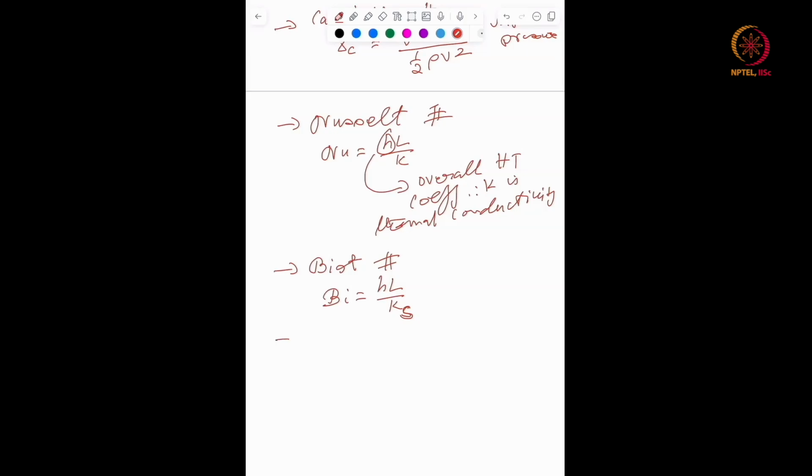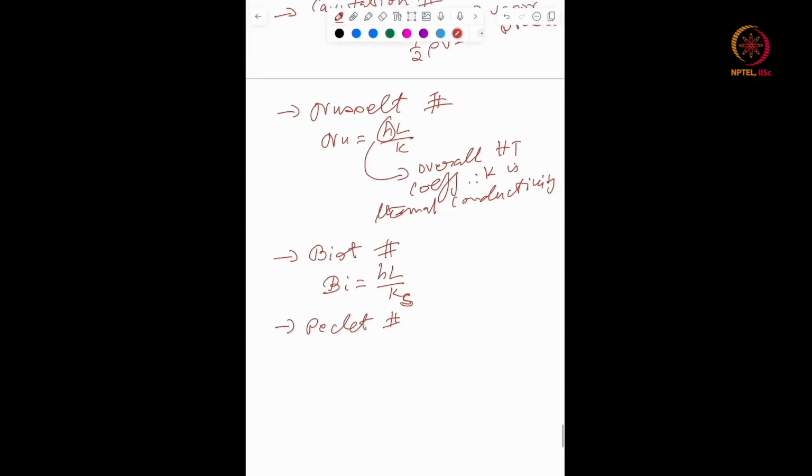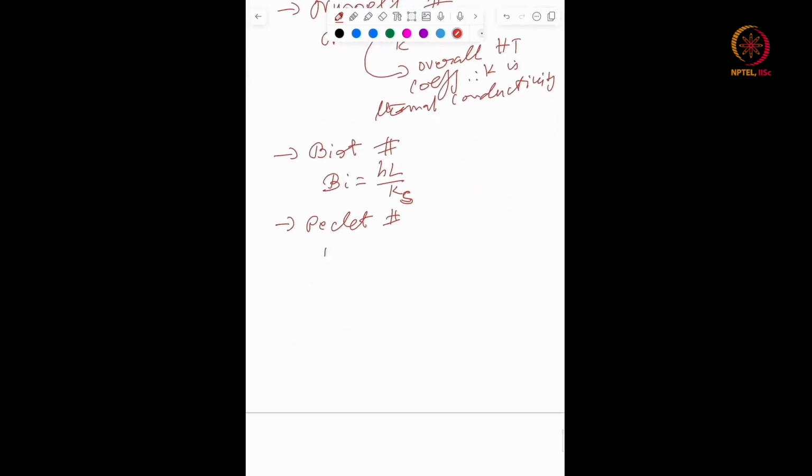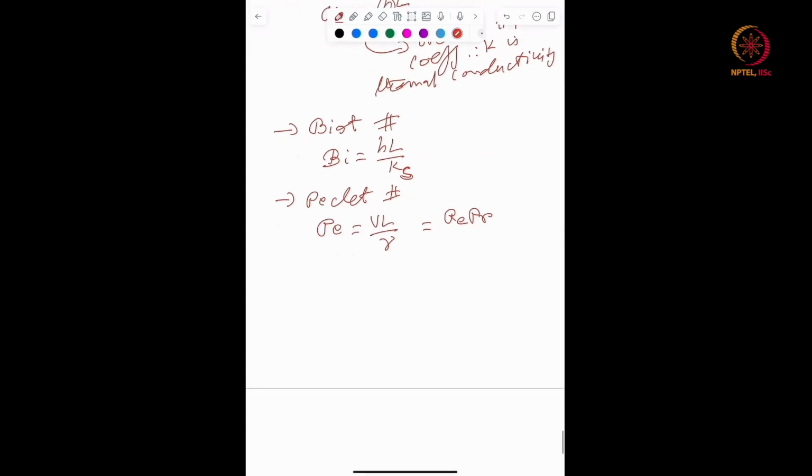Then you have something called the Peclet number. You see the large gamut of numbers that you see. The Peclet number is basically VL by gamma, where gamma is the kinematic viscosity, which is Reynolds number times Prandtl number. It represents the ratio of heat convection and conduction. Then you have the Grashof number.